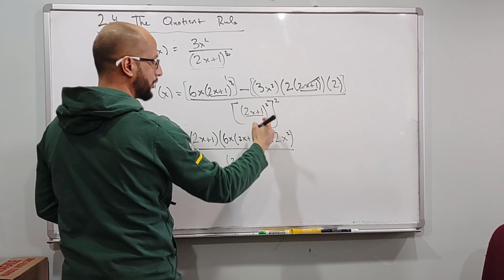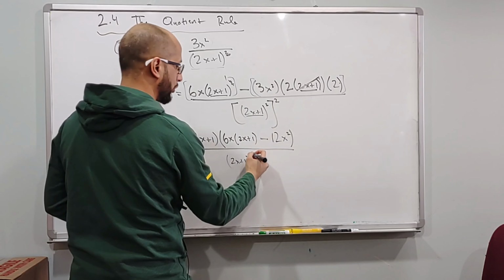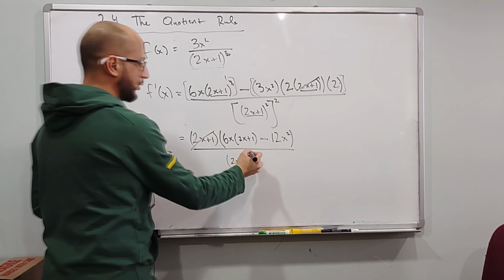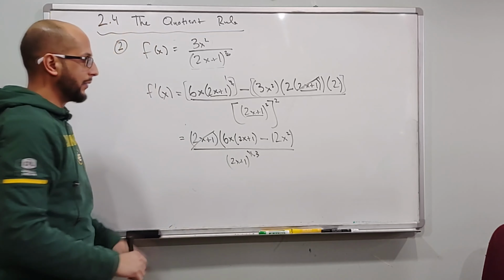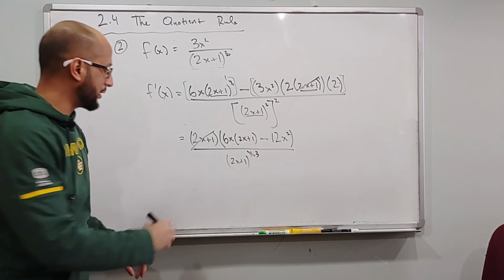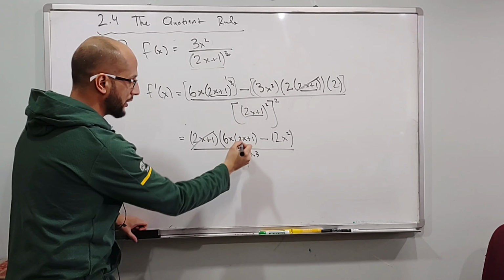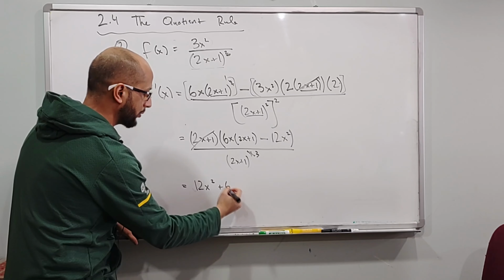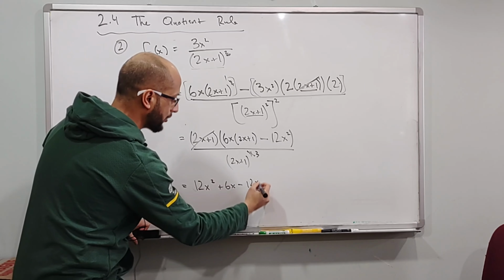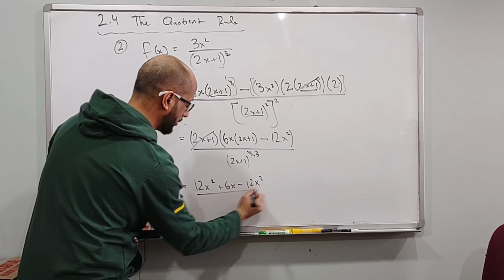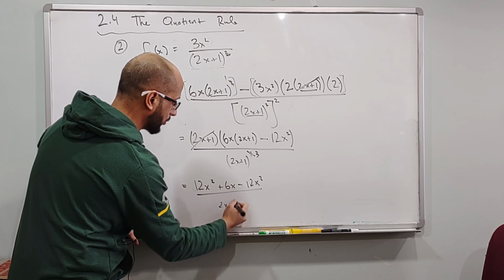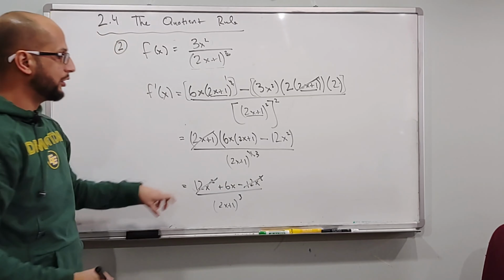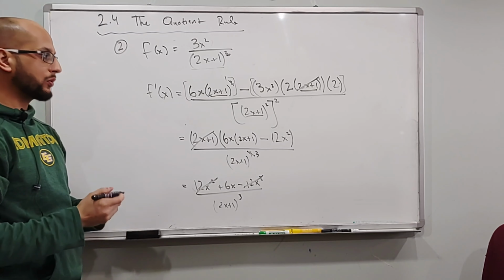And then 2x plus 1 squared to the power of 2 is going to be 2x plus 1 to the power of 4. So this cancels out with this, and that becomes a 3. And now we can just simplify all of this to get 6x times 2x is 12x squared plus 6x minus 12x squared over 2x plus 1 cubed. So 12x squared cancels out. Final answer would be 6x over 2x plus 1 cubed.